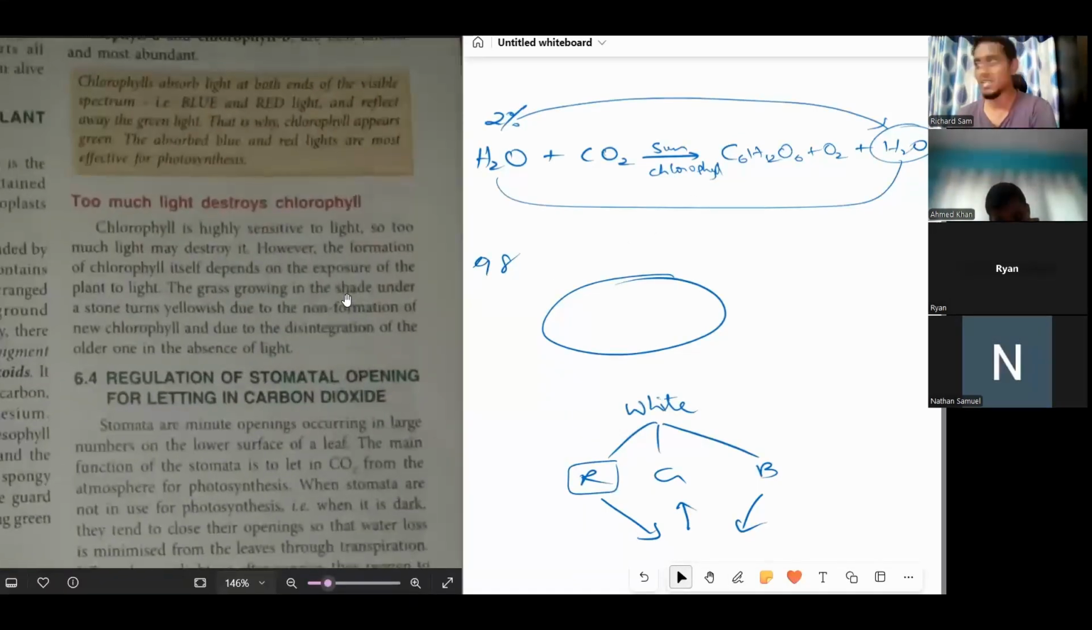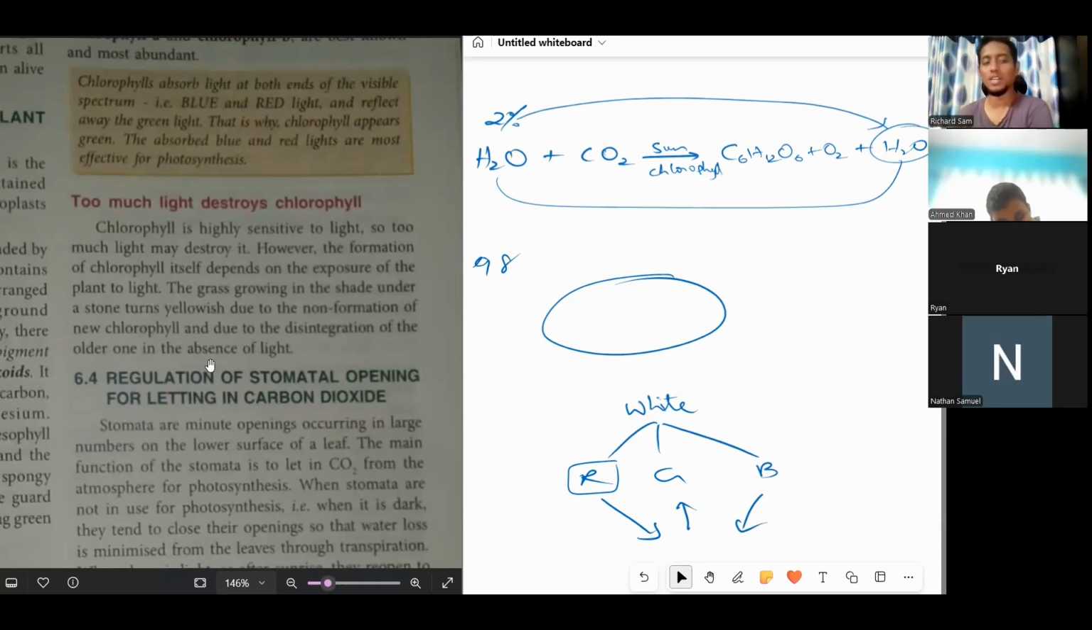All right. So light is necessary for photosynthesis to take place. But you see, too much light destroys chlorophyll. Chlorophyll is very sensitive to light. So if there's too much light, it can get destroyed. And if there's too little light, chlorophyll also gets destroyed. Both ways it'll get destroyed, if there's too much light or too little light.